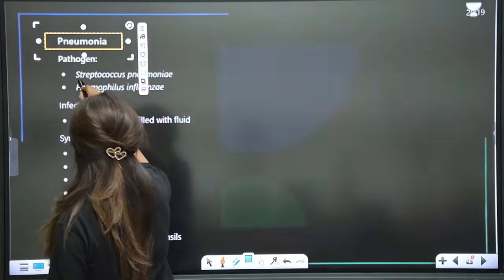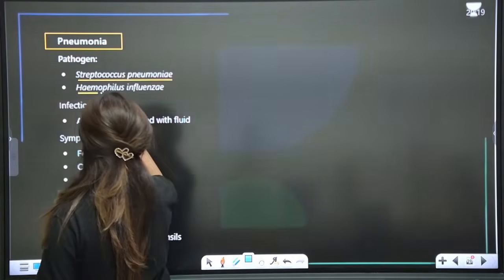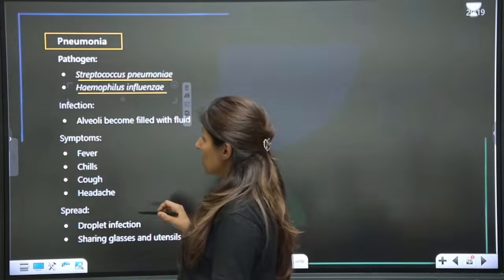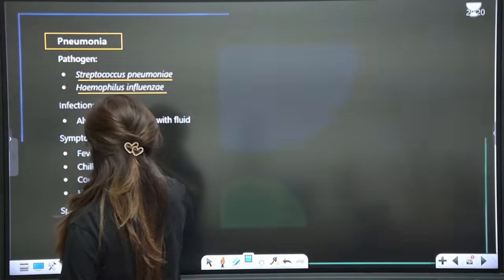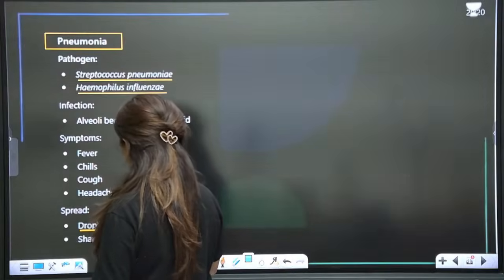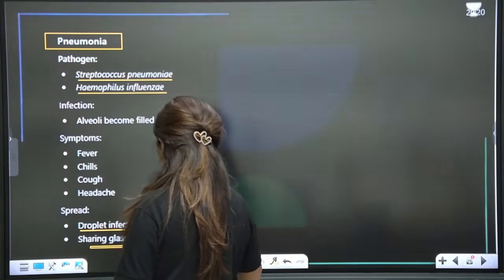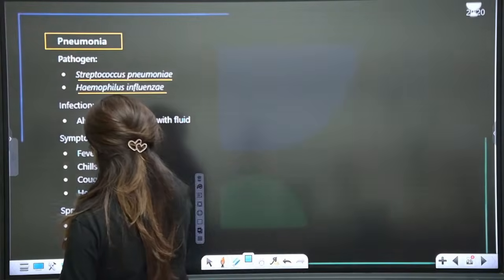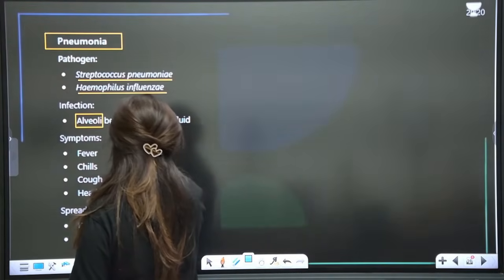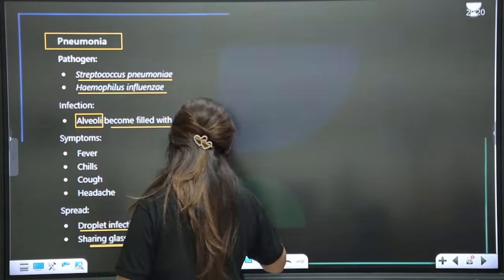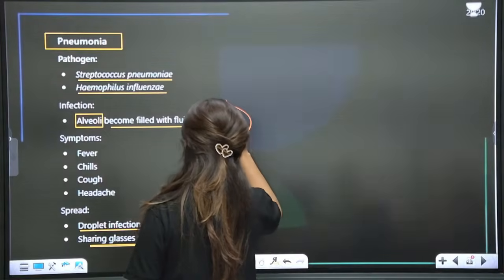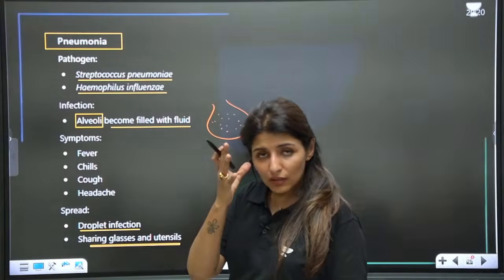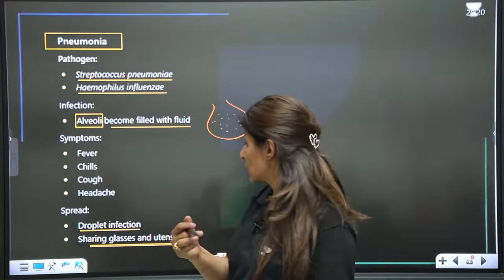Now, going on to the next disease, which is pneumonia. Pneumonia is caused by Streptococcus pneumoniae or Haemophilus influenzae. And by the way, we are talking about bacterial diseases. So, how does the disease spread? Disease spreads through droplet infection and by sharing of glasses and utensils. Is that clear? Then, what happens during the infection? So, the alveoli become filled with fluid. So, the space which should be available for the air is all filled with fluid. And now the surface area for gaseous exchange reduces.